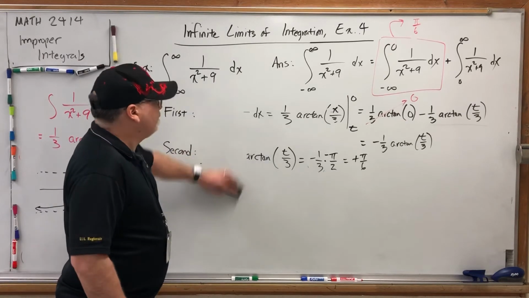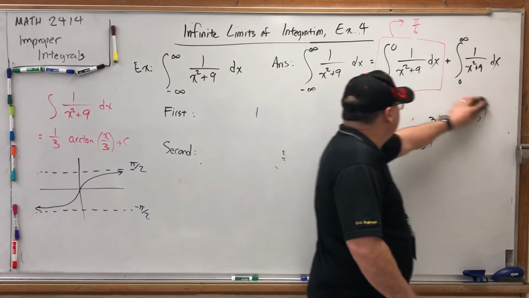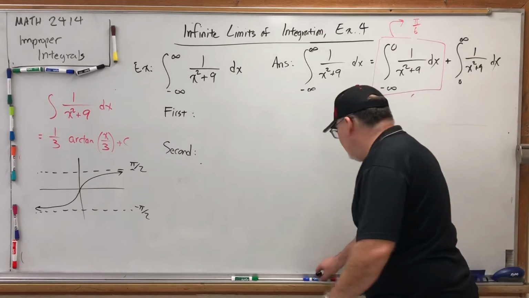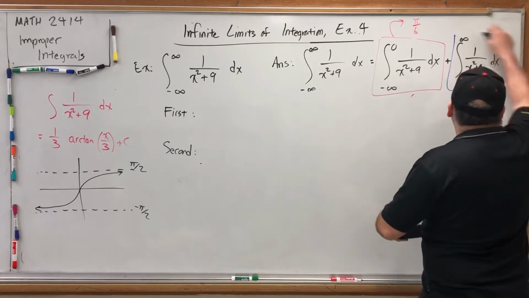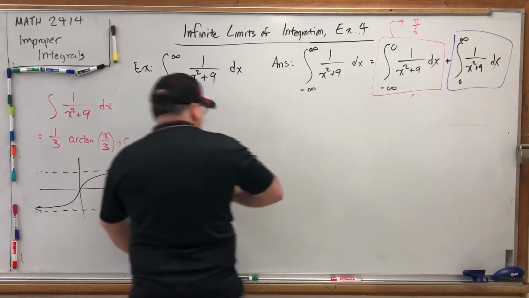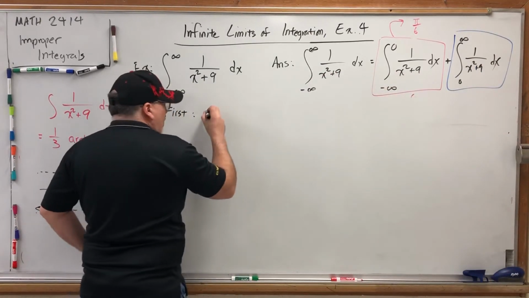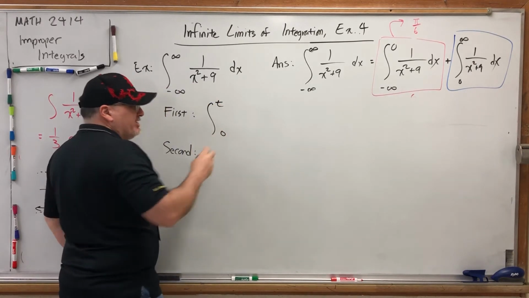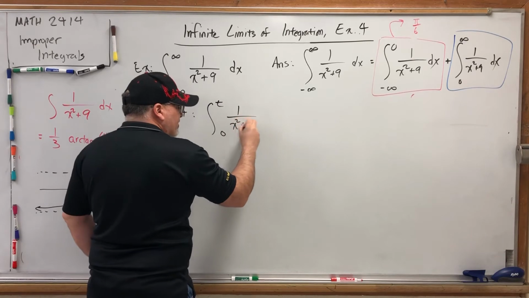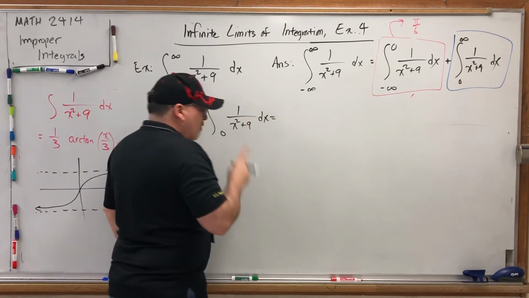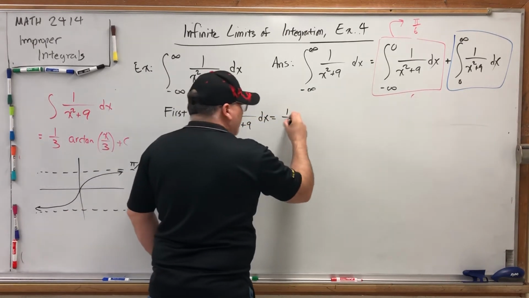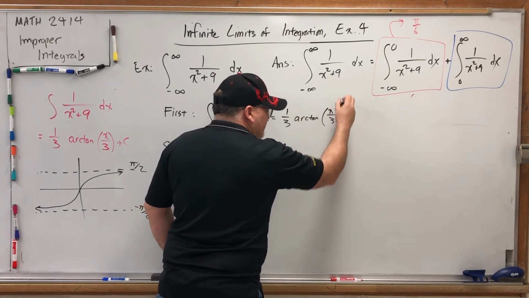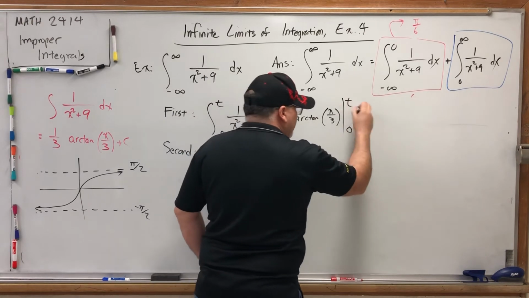Now we got to do the other one. The other one is pretty much the same song and dance. It's just going from 0 to infinity. This guy. So using the same procedure, we're going to start by integrating from 0 to t. We're replacing the infinity with a t of 1 over x squared plus 9 dx. But that antiderivative is still 1/3 arctangent x over 3, and this is being evaluated from 0 to t.